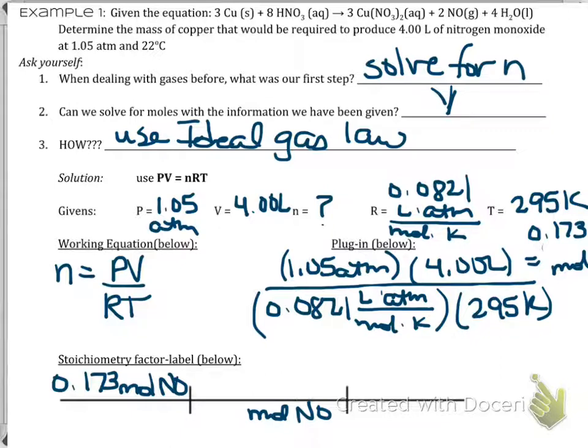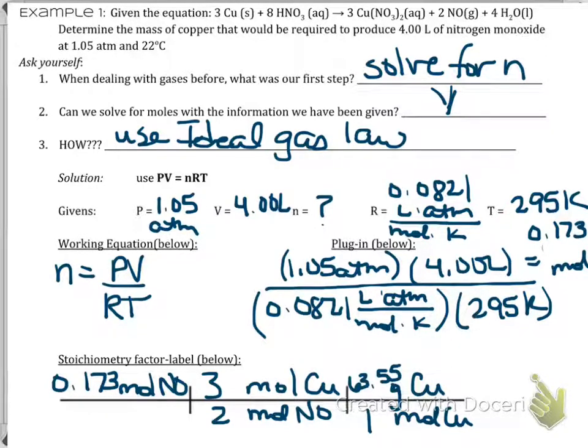Continuing, we're trying to find how much copper we would need in order to make this. So I want to switch to moles of copper, and then once I have my moles of copper, I can find my grams of copper, because I can use molar mass at that point. My mole ratio based on my balanced chemical equation is 2 moles of nitrogen monoxide to 3 moles of copper. 1 mole of copper weighs 63.55 grams.